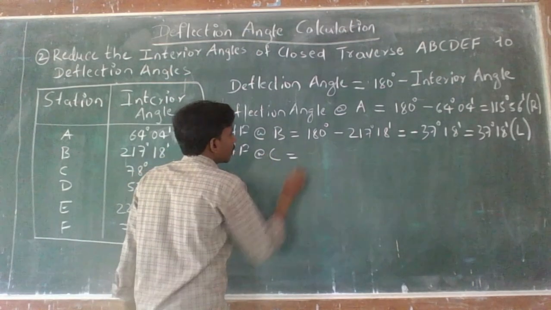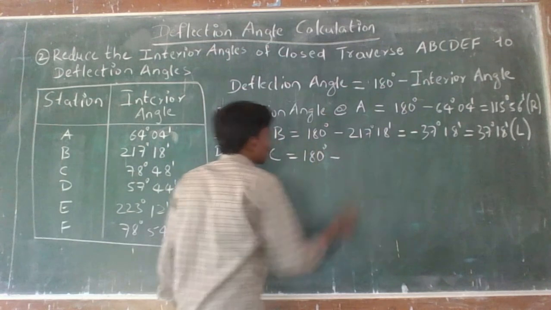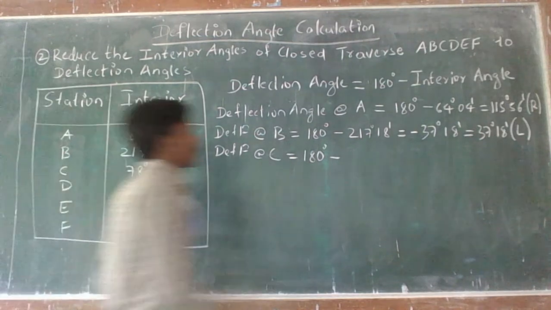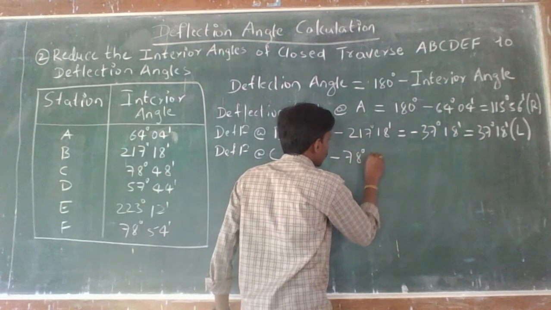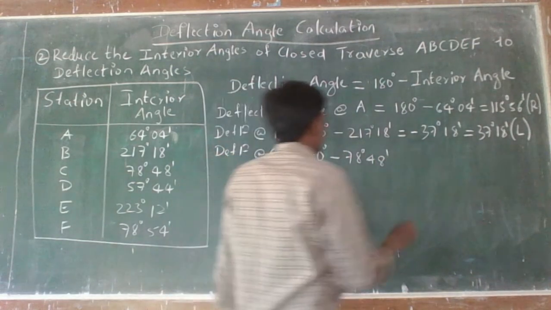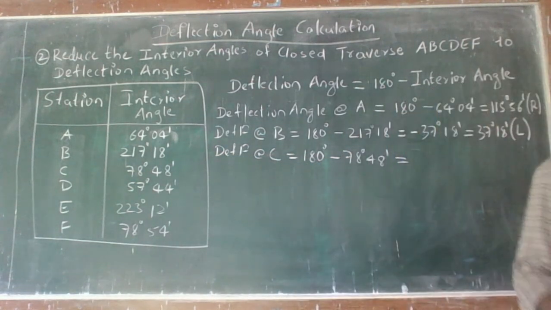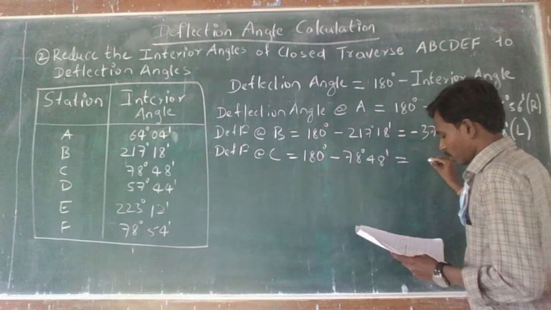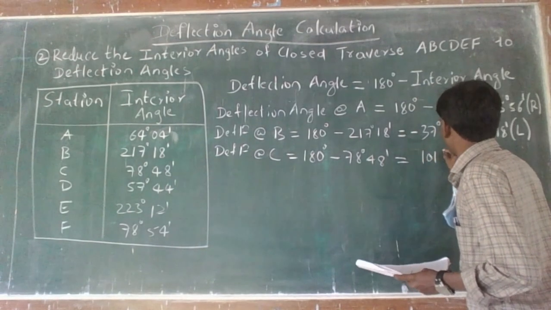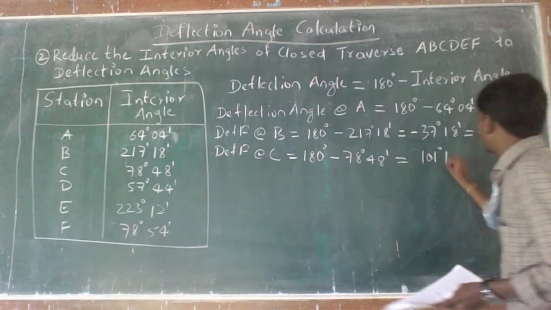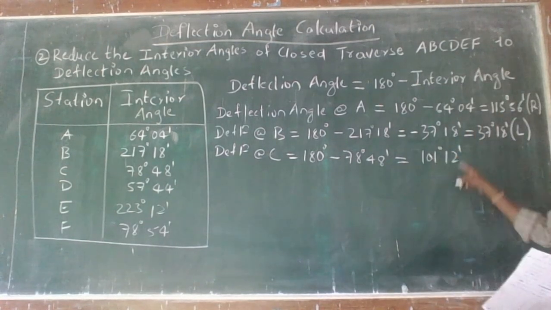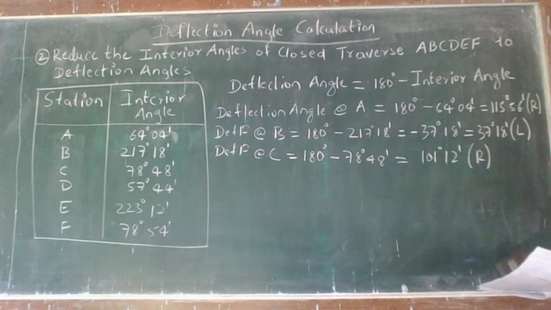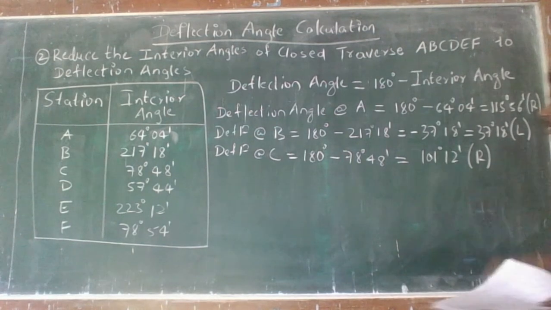Deflection angle at C, that is equal to 180 degrees minus the interior angle of C, which is 78 degrees 48 minutes. So the difference of these two values is 101 degrees 12 minutes. As the value is in positive nature, so the deflection angle is towards right. So we have to denote the letter R in the bracket.